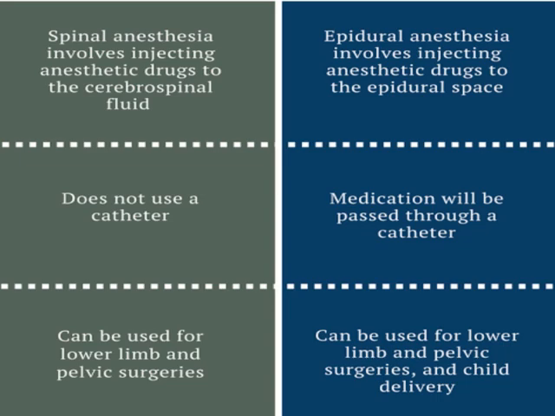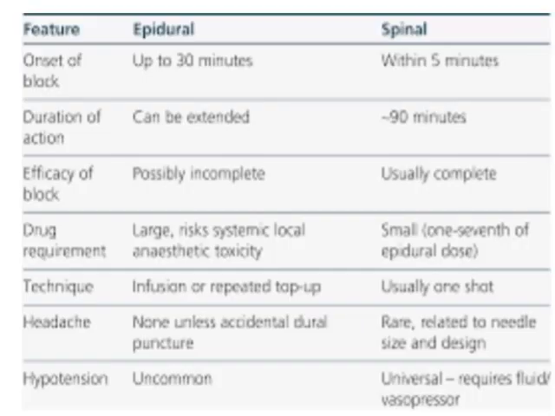Spinal anesthesia can be used for procedures of lower limb and pelvic surgery. Epidural anesthesia can be used for lower limb surgeries and pelvic surgeries and also thoracic surgeries. In epidural anesthesia, the onset of block is usually delayed up to 30 minutes. In spinal anesthesia, we have an immediate block within 5 minutes. The duration of epidural block can be extended up to 48 hours. In spinal anesthesia, the duration is limited to only 90 minutes.